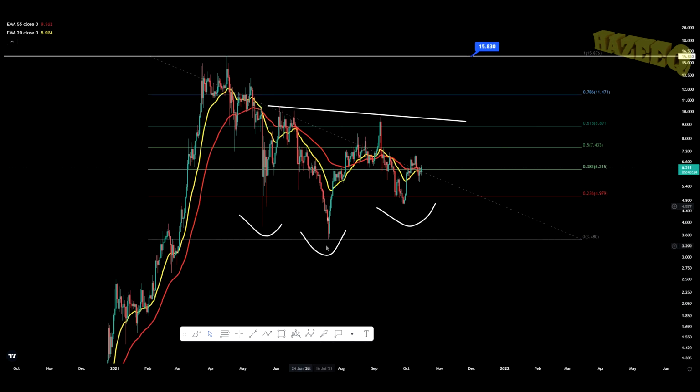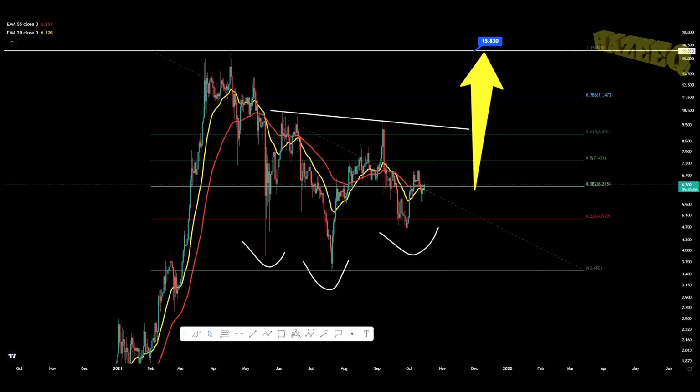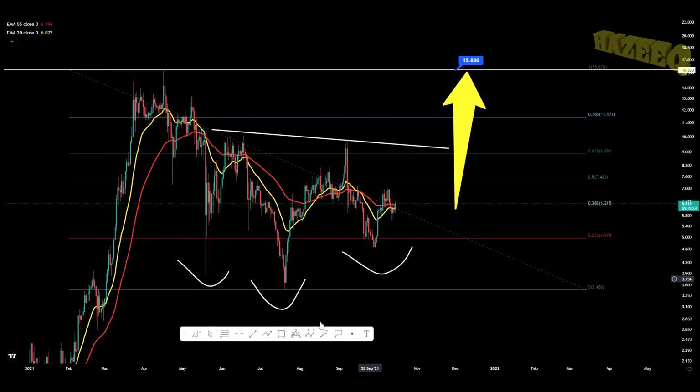We do have an inverse head and shoulders pattern playing out right now as we speak. We do have the neckline above us, and your target is going to be right over here on $15.83, pretty much the previous all-time high right now. And that's good because you only are actually going to have that as your technical target if you break the neckline, backtest as support, and start opening up candles or open a candle above this resistance.